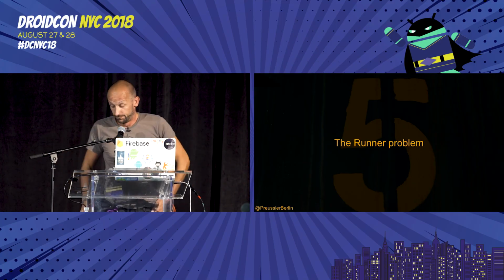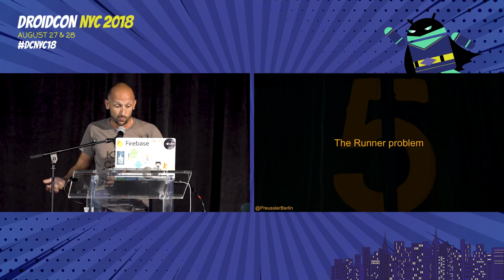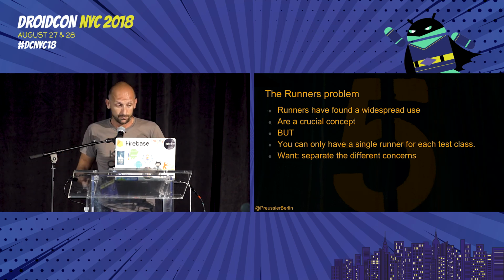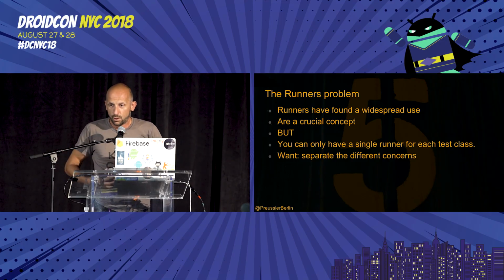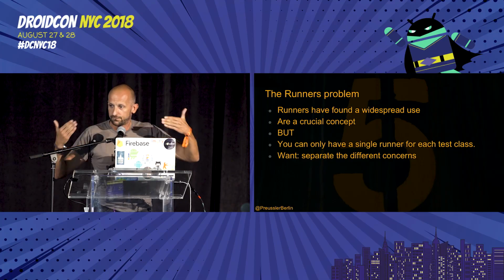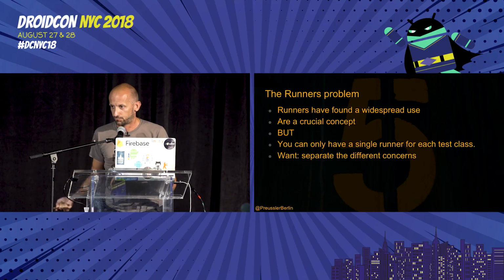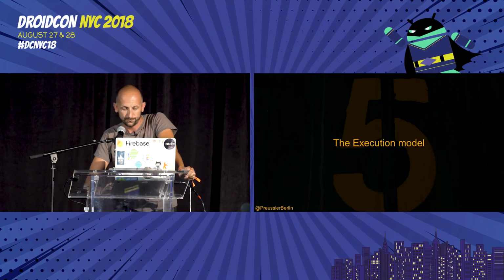The runners problem. We just heard that runners were introduced in 2006 in JUnit 4. And since then, they became a very crucial concept of JUnit. But they had a problem. There can only be one runner per test class. And probably most of us ran into this. What did we do? We moved stuff from runners into rules. This was possible because there was an overlap in functionality. But because of the problem in runners, we misused rules and everything got messed up. So they wanted to fix that.